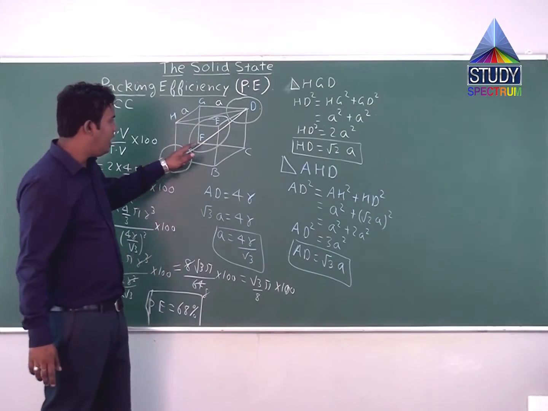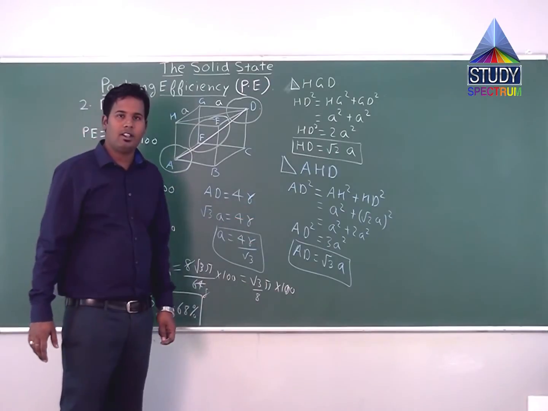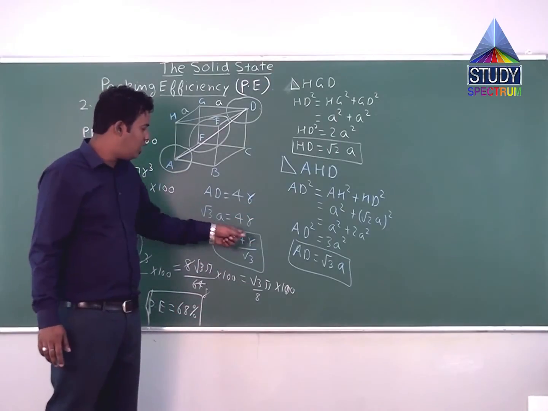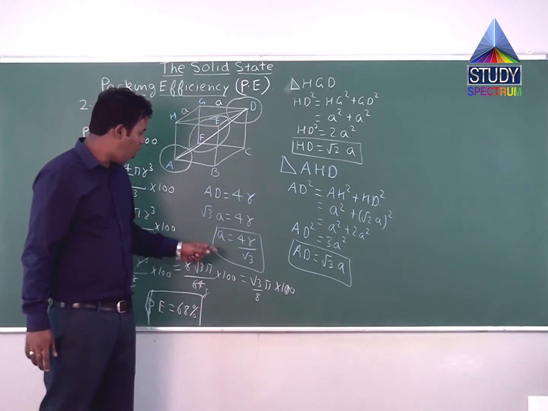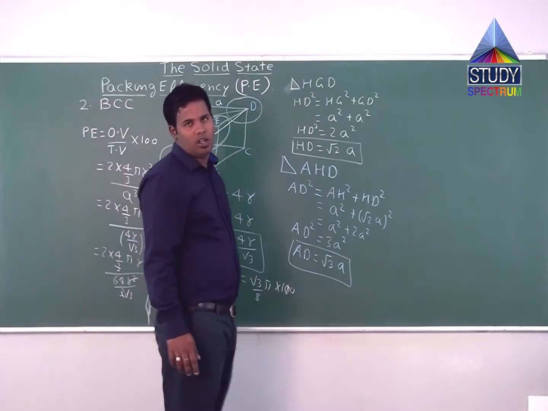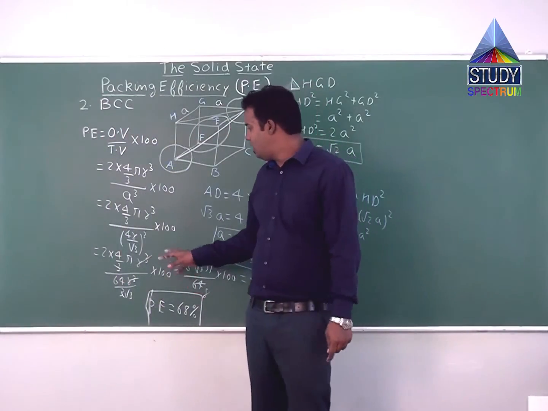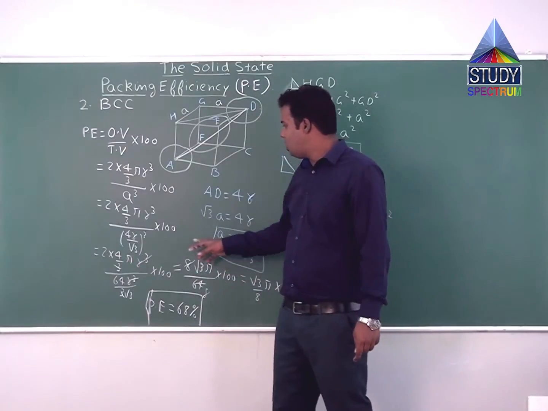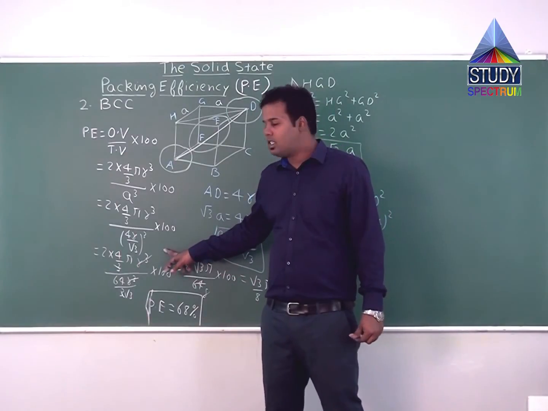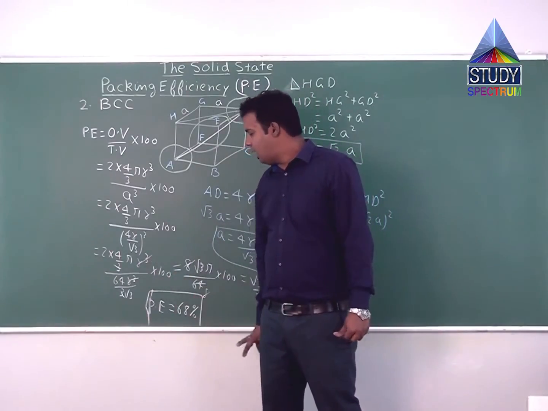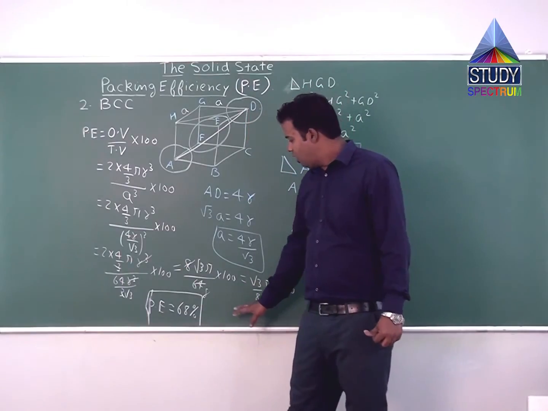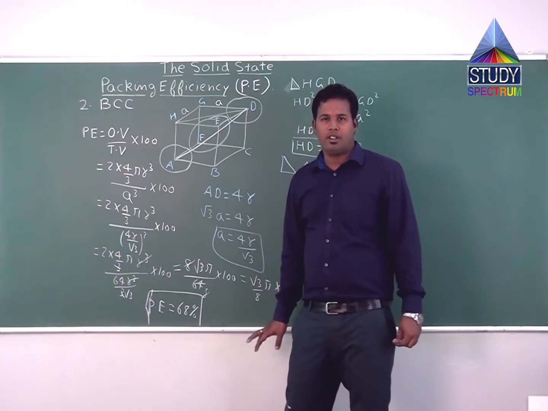Since the body diagonal AD in both ways is one and the same, I can say that root 3a is equal to 4r, or a is equal to 4r by root 3. Finally, I have substituted a as 4r by root 3 in the expression of packing efficiency and done the calculation, and finally got the packing efficiency as 68%.